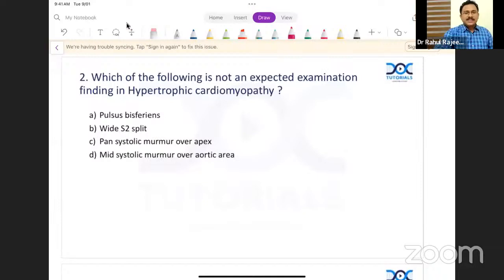So the second question is, which of the following is not an expected examination finding in hypertrophic cardiomyopathy? What are the options? Number 1, pulsus bisferiens. Number 2, wide S2 split. And options 3 and 4 are two murmurs. So let's look at the options. Number 1, pulsus bisferiens. This is an expected finding in hypertrophic cardiomyopathy.